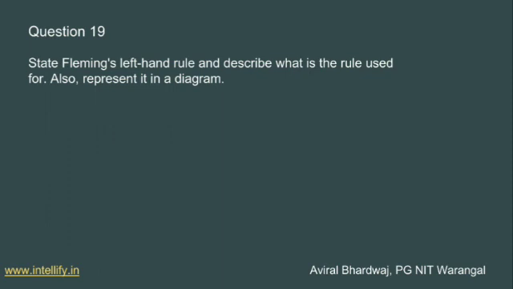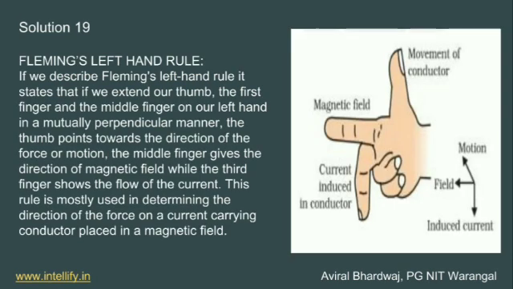The next question is: state the left hand rule and describe what the rule is used for, also representing it with a diagram. In this question, on the right hand side, there is a diagram shown. It represents the motion of current. The current is flowing anti-clockwise or clockwise. There is a rule to help. It is an important question also. The thumb represents the motion, the straight forefinger is the magnetic field, and the middle finger is the current induced in a conductor.